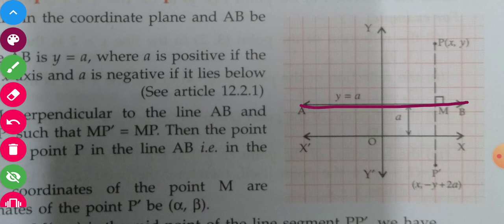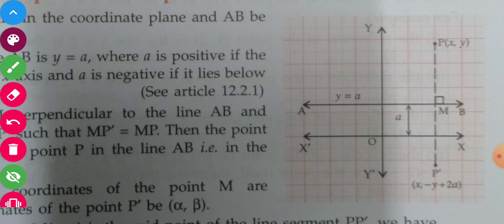This is my line of reflection, about which I have a point and its reflection, not the axis. This line is at distance a from the x axis, and it cuts the line PP', where P is that point and the reflection of that point is P'. So this line AB cuts PP' at point M. Point M is the midpoint, so these lengths PM and MP' are equal.